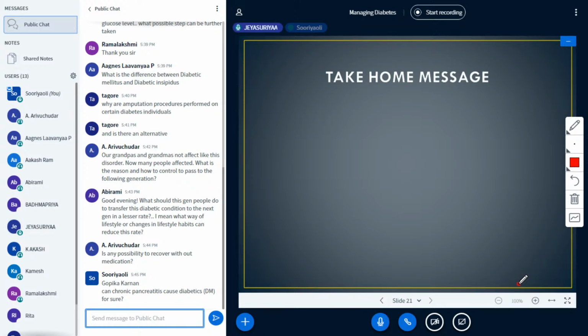Yeah, Miss Gopika, can chronic pancreatitis cause diabetes? For sure.